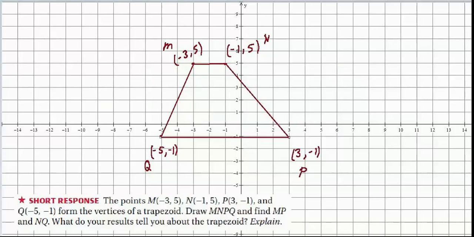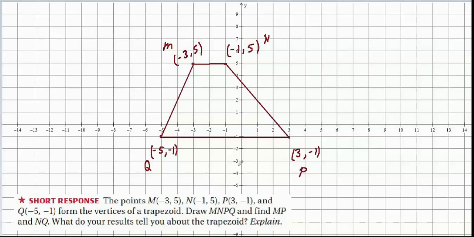Well, this one's not too bad. They ask us to graph the points that they've given us here. And then, just like back in grade school, you connect the dots. Except this time, we don't get a horse. We get a trapezoid. And they want us to take a look at the diagonals and decide what that tells us about this trapezoid. Well, there's only one thing that the diagonals can tell you about a trapezoid. If they're congruent, it's an isosceles trapezoid. If they're not congruent, then it's not an isosceles trapezoid.